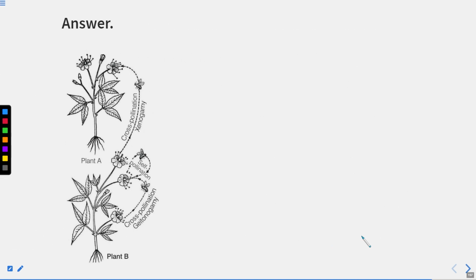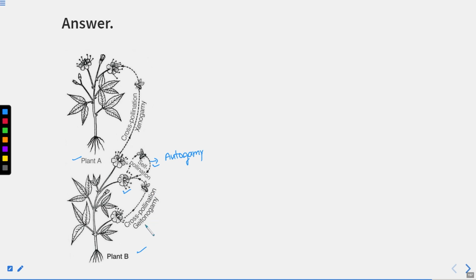Now here you can see this diagram is showing you cross pollination and self pollination, how it happens. So here is plant A and here is plant B. First let's study what is self pollination. This is a figure showing you autogamy or the self pollination. Here what's happening? You can see the pollens are transferred to the stigma of the same flower. So this is known as autogamy.